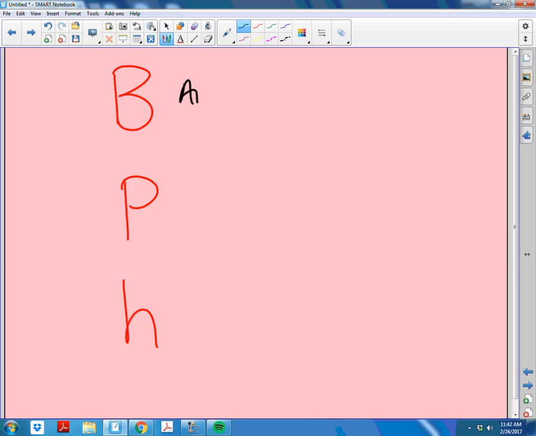Capital B stands for area of the base. Now, by the way, that doesn't matter if there's one base or two bases. You find the area of one of them. That's why it's important that you can identify the bases. And in fact, one of the first things I'm going to have you do when you get a three-dimensional object is, if they're not already shaded, shade the base or the bases. That's a critically important part of the process.